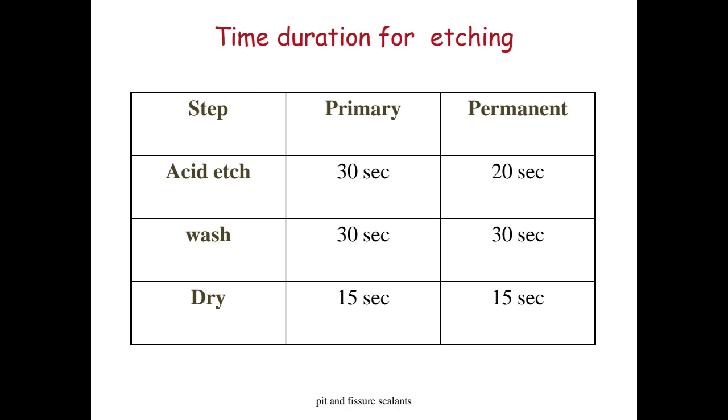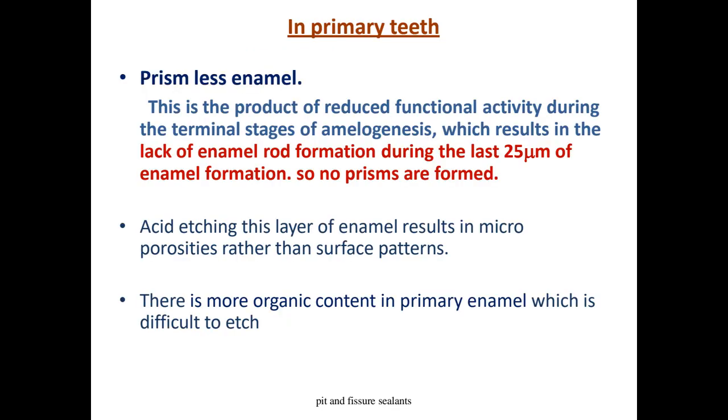Now come to the time duration for etching. If you see the etching time, it is more for primary and less for permanent. Now we are saying it is more for primary and less for permanent. The wash and dry time is the same for both primary and permanent tooth. Now, why do we need to etch the primary tooth for a longer duration? Why does it require more?